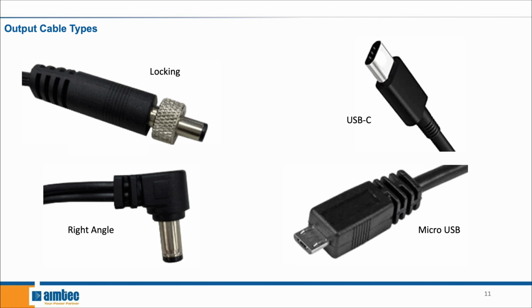And here are the various output cable types. So we have a locking in the upper left, USB-C in the upper right, micro USB in the bottom right, and a right angle plug. So if the part number contains an L, this is what the right angle plug will look like.